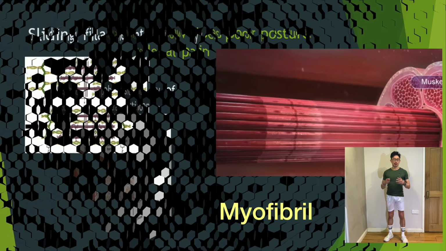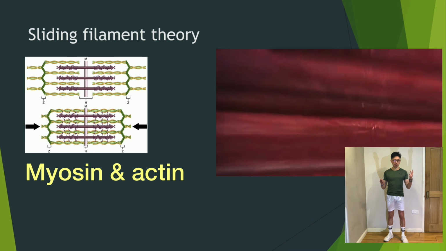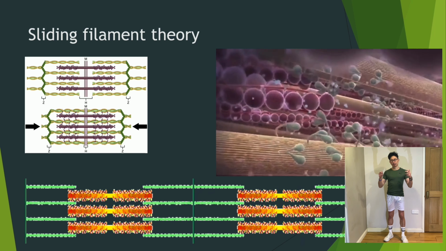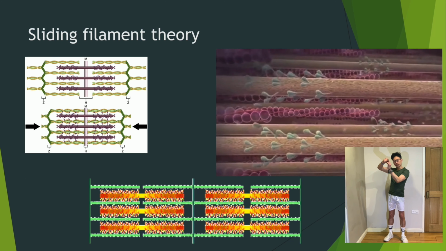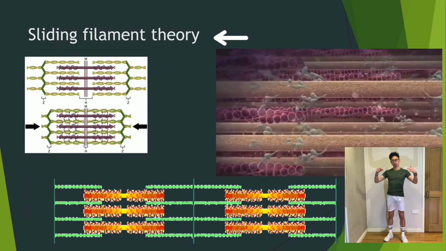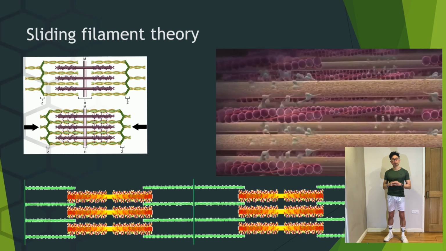The most basic unit of a muscle is the muscle cell, which is known as the myofibril. Muscle contraction begins with the two contractile proteins, myosin and actin. During muscle contraction, the myosin heads attach themselves to the actin filament, pulling on these filaments. This is the sliding filament theory of muscle contraction.